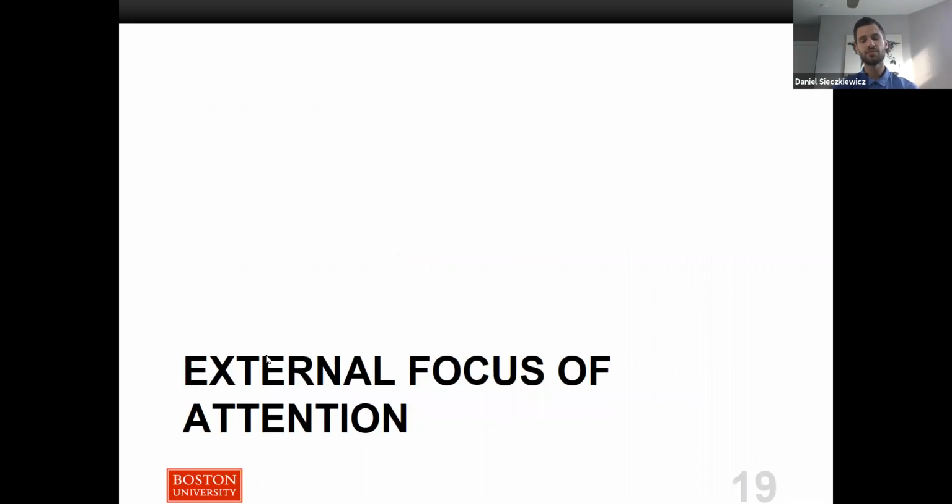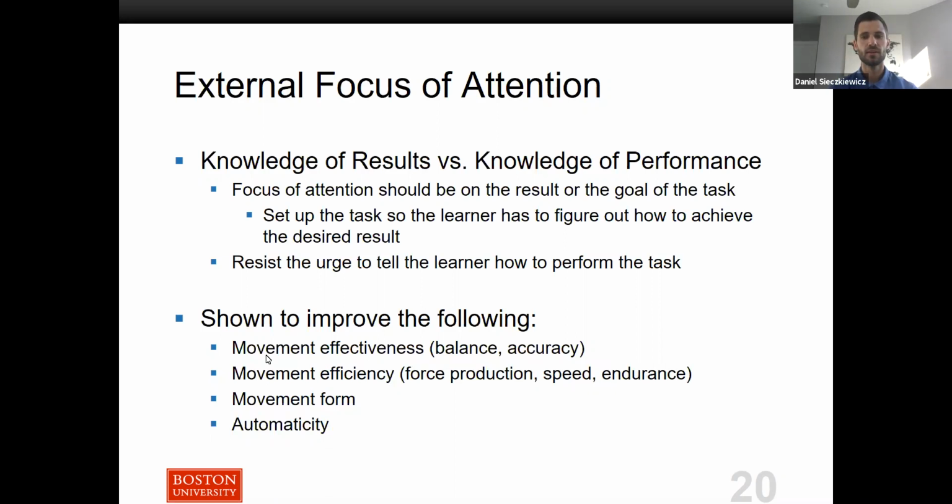So now let's shift more towards the attentional aspects of motor learning. More specifically, how we can provide an external focus of attention when our patients are practicing tasks. So let's first define external focus of attention. An external focus of attention would be promoting knowledge of the result of a movement pattern, rather than providing our patients with knowledge of performance of how they performed that movement pattern.